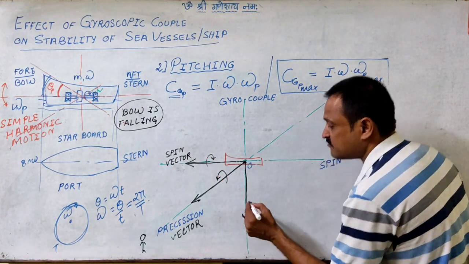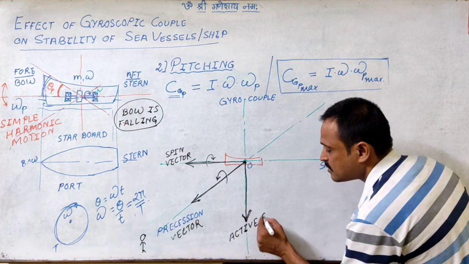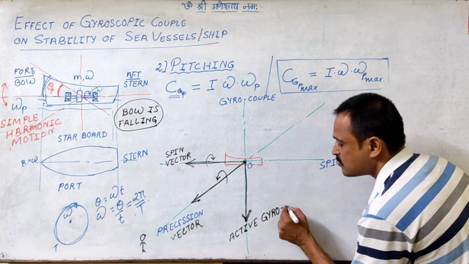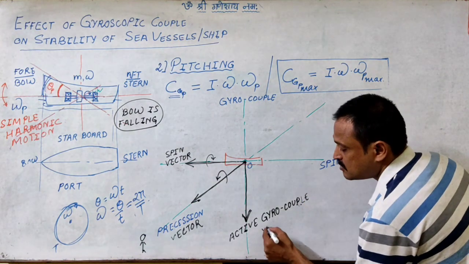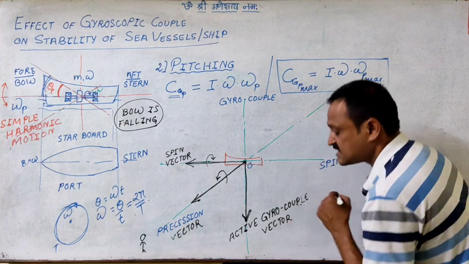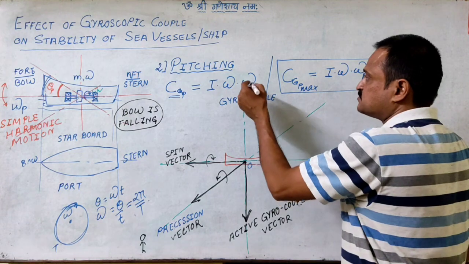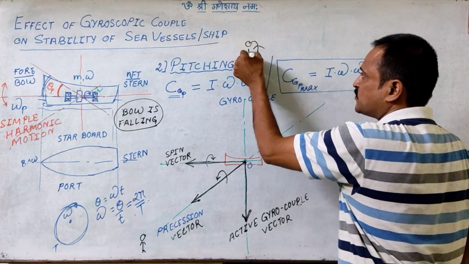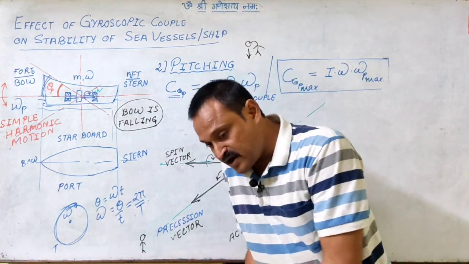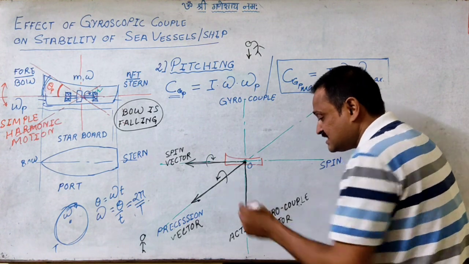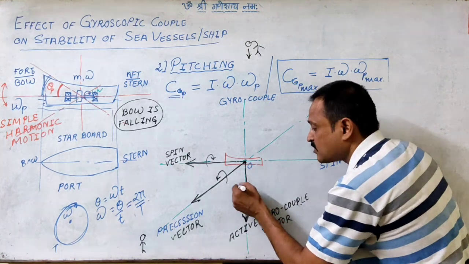So I get this vector as the active gyroscopic couple vector. As an observer looking at this system from the top, I see that the vector is pointed downwards. That means this is turning clockwise. Vector is downward, so it is turning clockwise.